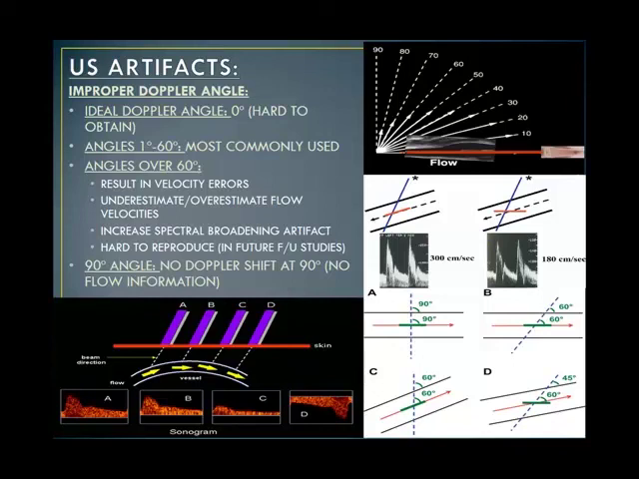So we use angles between 1 and 60 degrees. Anything over 60 degrees, you start getting errors where the velocity that you think your blood flow is traveling at is not actually the signal that you're getting. So it underestimates or overestimates velocities. You can get that spectral broadening artifact where it fills in your Doppler window. Also, it's hard to reproduce stuff like that in future studies. And if you get a 90 degree angle, you get no Doppler shift at 90 degrees, so you get no information. So angle really matters when you're doing Doppler.